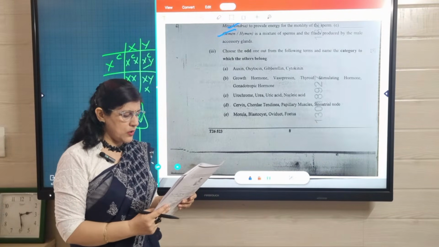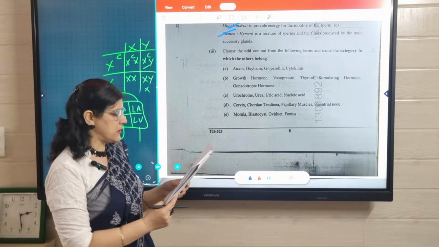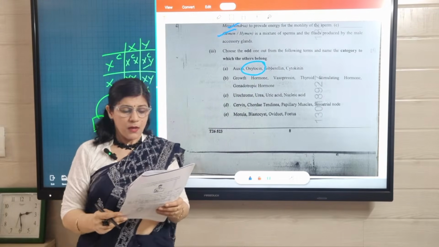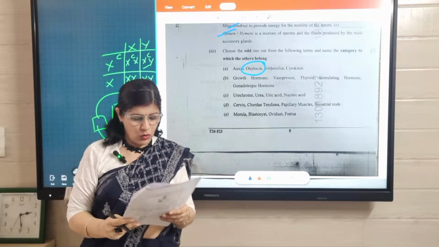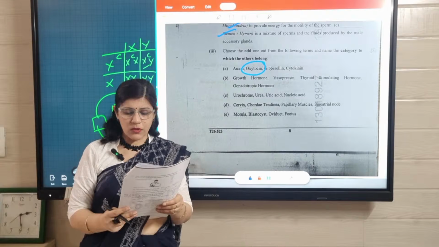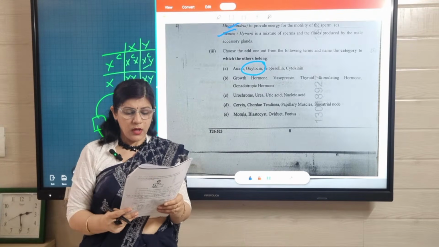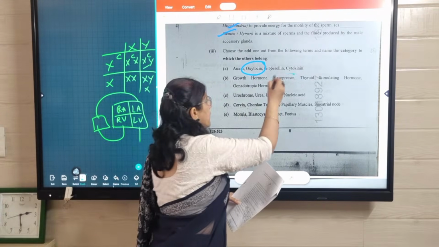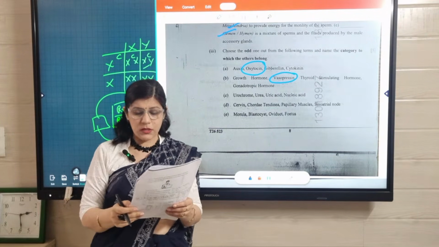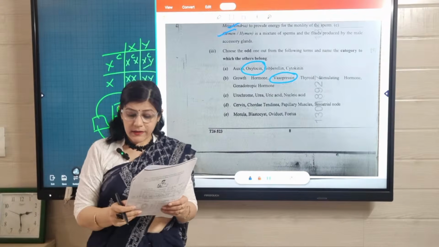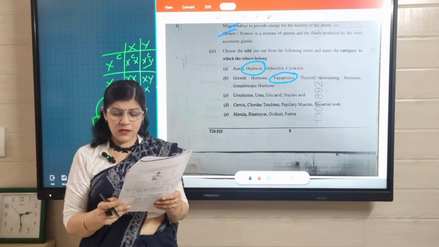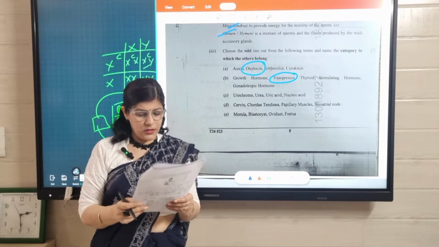Here oxytocin, gibberellin and cytokinin. So as you know, oxytocin is the correct option because others belong to plant hormones. B is growth hormone, vasopressin, thyroid stimulating hormone, gonadotropic hormone. So vasopressin is the odd one out because others are tropic hormones secreted by anterior pituitary gland, जबकि vasopressin is excreted by posterior.